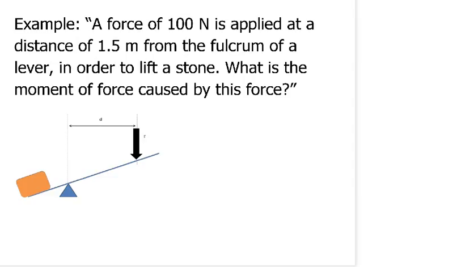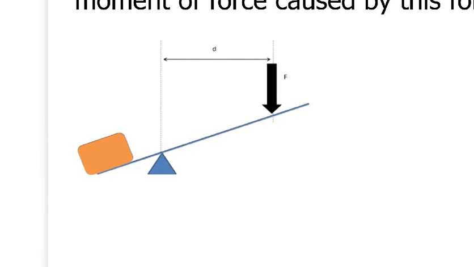Let's do an example here. We have a force of 100 newtons that is applied at a distance of 1.5 meters from the fulcrum of a lever in order to lift a stone, and we want to know what is the moment that's caused by this force F, right here. That's the problem here. This is our D, this is our F.